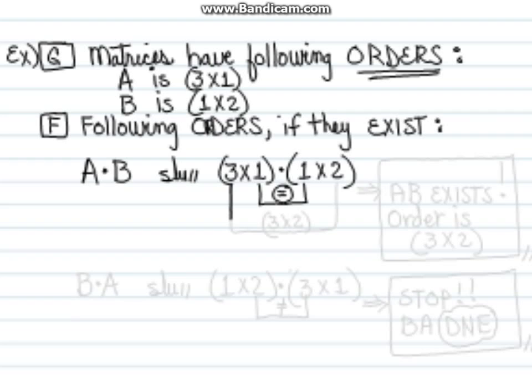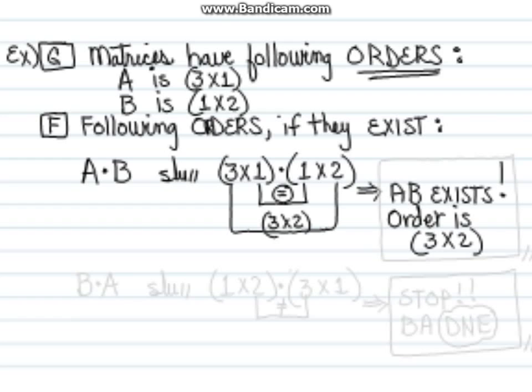Now we're going to find out what the order of the product is by writing the outer entries, 3 by 2. That is the order or the size of our product. So A times B exists because the inner entries are equal, and the order of A times B is going to be a 3 by 2 matrix, 3 rows by 2 columns.